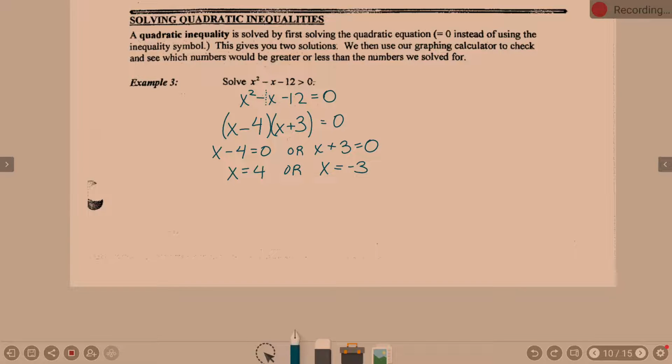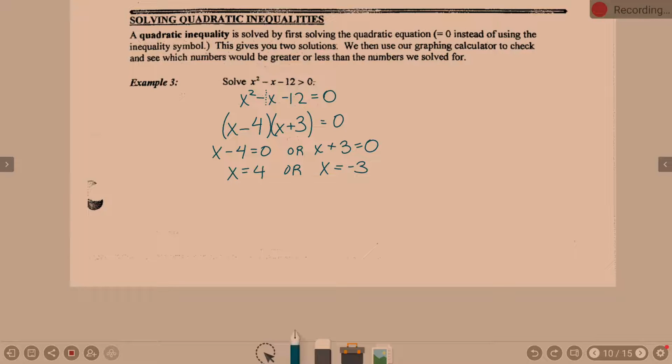Now, the key is, where is our answer in relation to the 4 and negative 3? Is our solution greater than 4 or less than 4? Is it greater than negative 3 or less than negative 3? Those are the pieces we have to look at here. In the directions, it did suggest that we could use the graphing calculator to figure this out. 4 and negative 3 are the values we'll be referencing there.